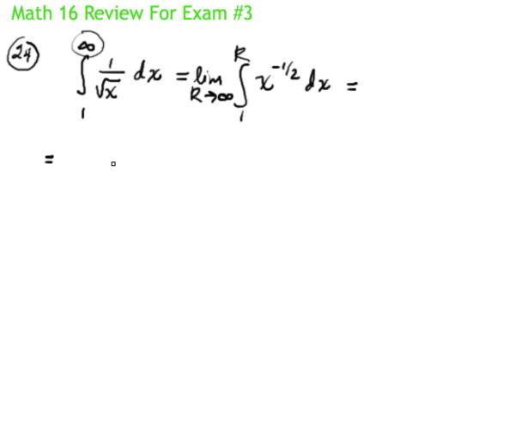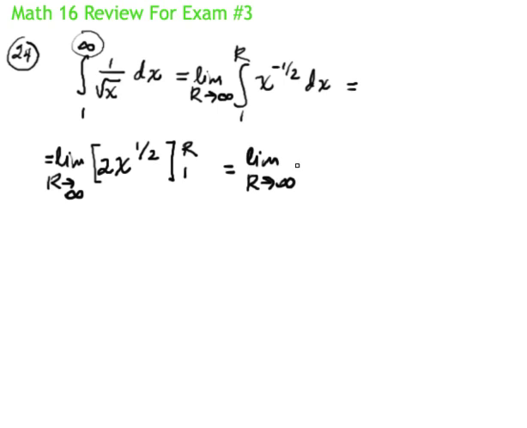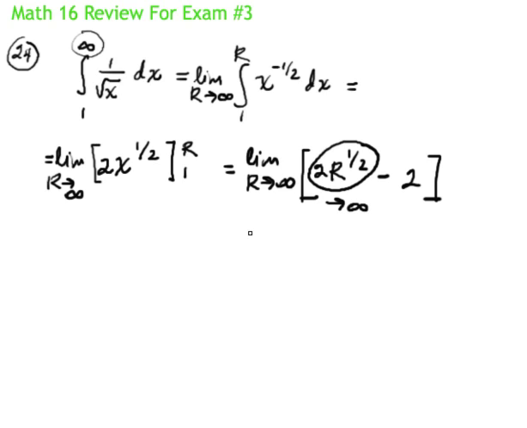Okay, when we integrate, add 1, divide by 1/2. Okay, let's do that. Now we're substituting in r. As r goes to infinity, this is the square root of r. It's also going to infinity. So this diverges.